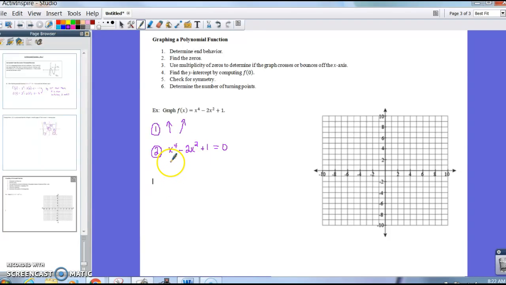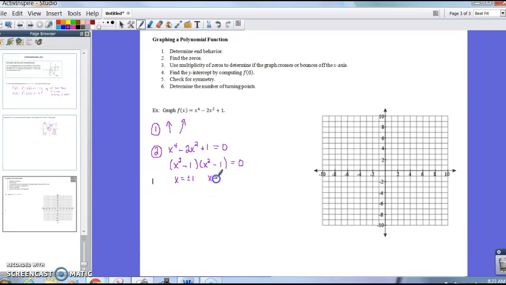Now this is like a quadratic, but instead of x squared and x, it has x to the 4th and x squared. So when you're factoring it, you should recognize that and say, well, instead of having x and x, I'm going to have x squared and x squared. And now I need two numbers that add to -2 and multiply to +1. So it's going to be -1 and -1. Okay, so here my roots x are plus or minus 1.